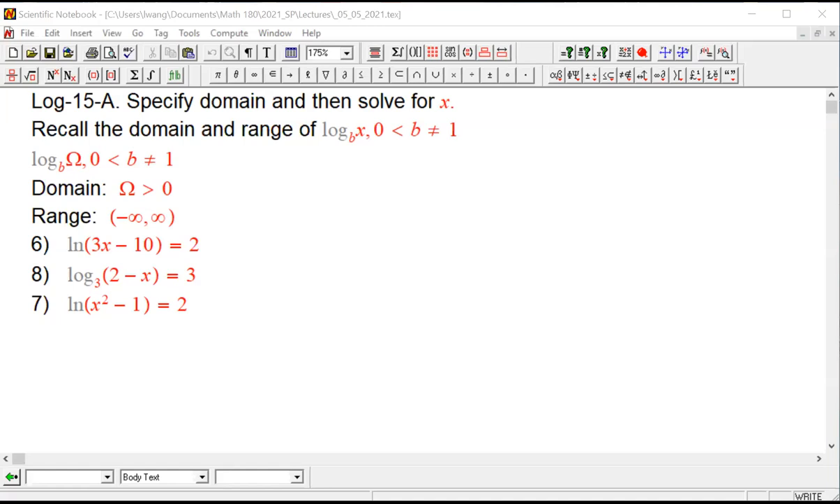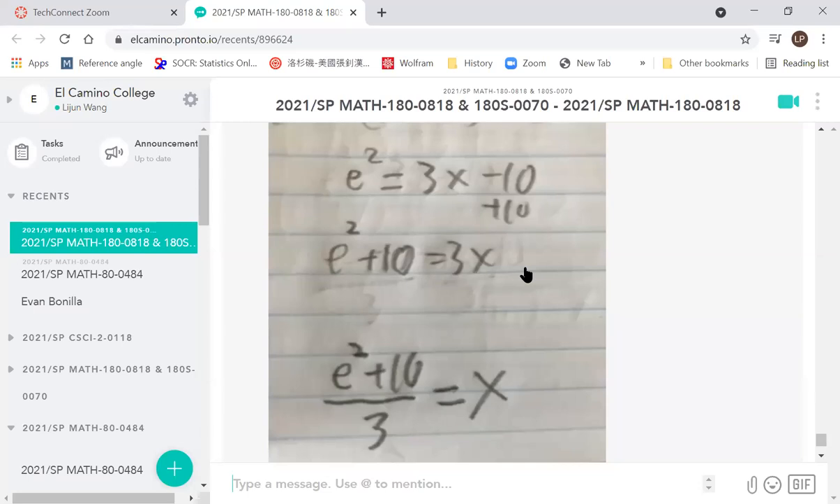Okay. So look at this upload. Right, so that's the next step, right? From ln(3x - 10) = 2, we get e squared equals 3x - 10. Adding 10 on both sides, divide by 3. Very good. Did you work on the domain and checking the work?